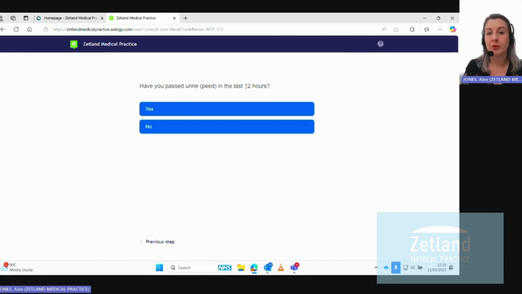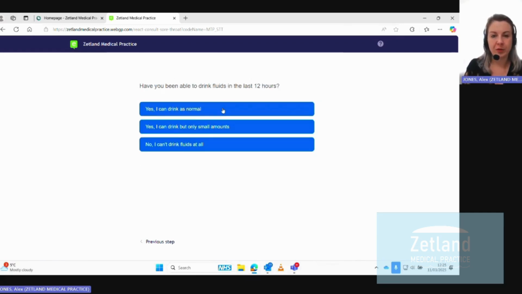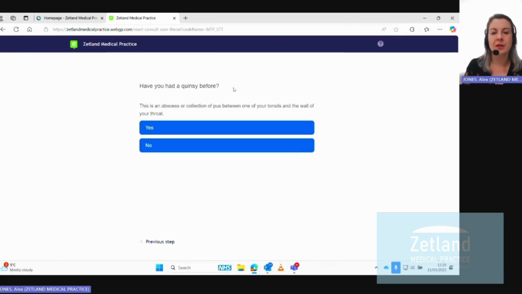Have you passed urine in the last 12 hours? I'm going to say yes. Have you been able to drink fluids? Yes, I am. Have I had quinsy before? Now, this is a good example about how clever the system is. So quinsy is an abscess at the back of your throat. So it's sort of like an extreme version of tonsillitis.